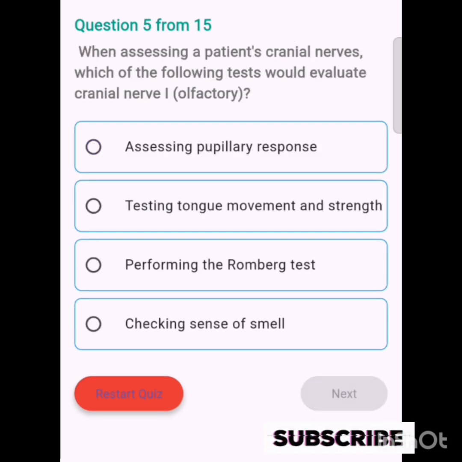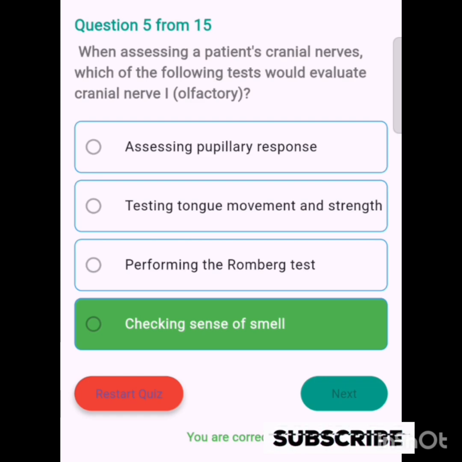Next question. Question number 5. When assessing the patient's cranial nerve, which of the following tests would evaluate cranial nerve 1? Cranial nerve 1, we all know, is the olfactory nerve. Options are assessing the pupillary response, testing the tongue movement and strength, performing the Romberg test, and checking the sense of smell. The correct option here is checking the sense of smell. Rationale: the olfactory nerve is responsible for the sense of smell, and testing the patient's ability to identify familiar scents evaluates the function of this nerve.